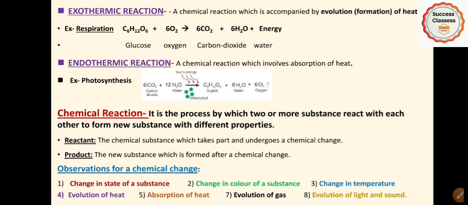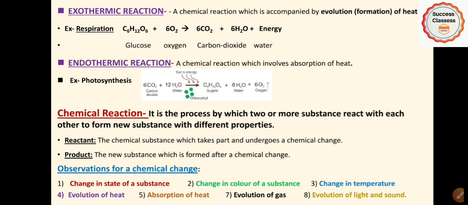Now it is clear that a chemical reaction is the process by which two or more substances react with each other to form new substances with different properties. The compounds which take part in the reaction are called reactants, and the compounds which are formed during the reaction are called products. The reactants may be one or more, and the products may also be one or more. Now there are a few observations that take place during a chemical change.